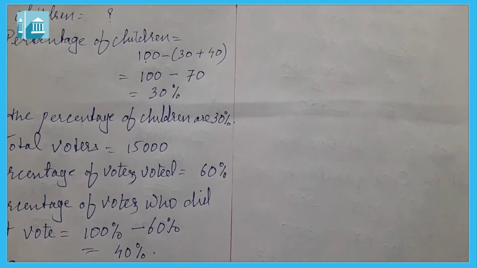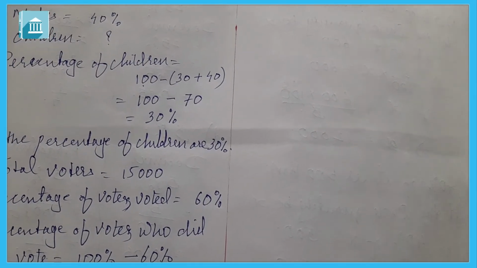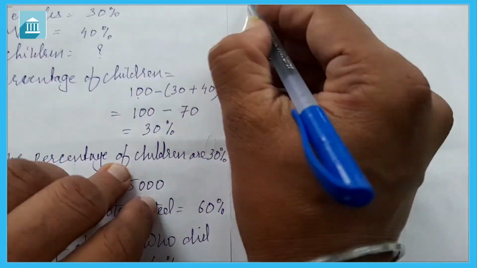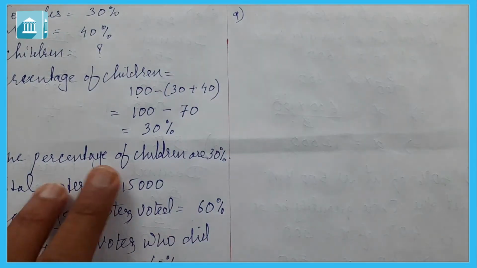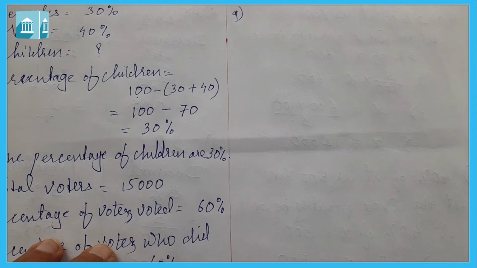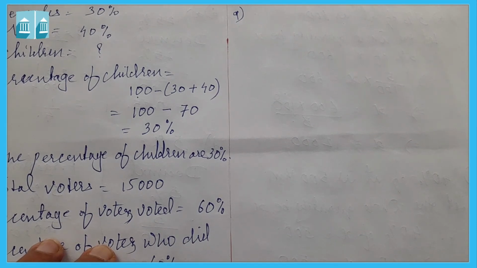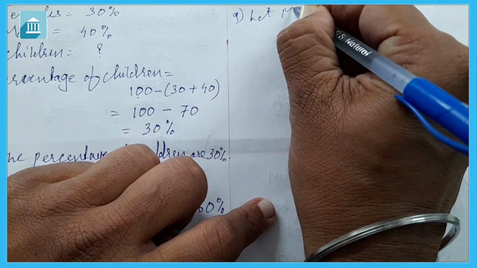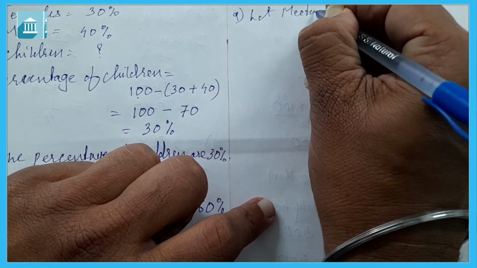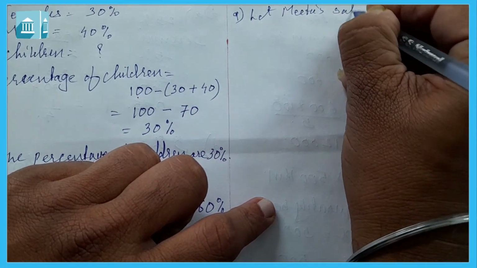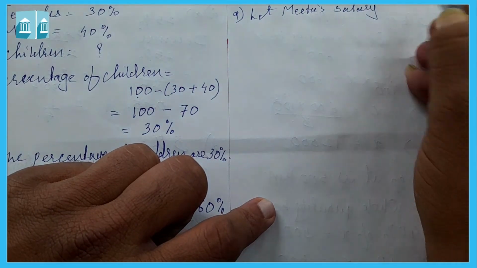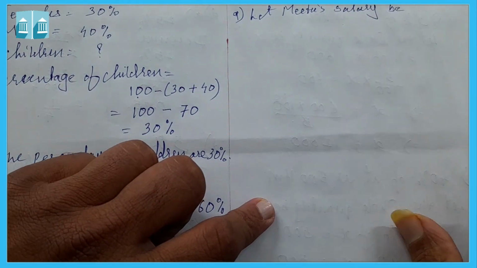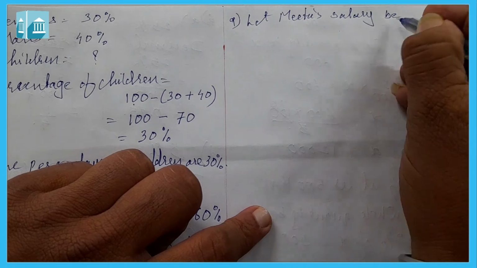Now let us see question number 9. In question number 9 it is given that Meeta saved rupees 400 from her salary. If this is 10% of salary, what is her salary? So let Meeta's salary be X.